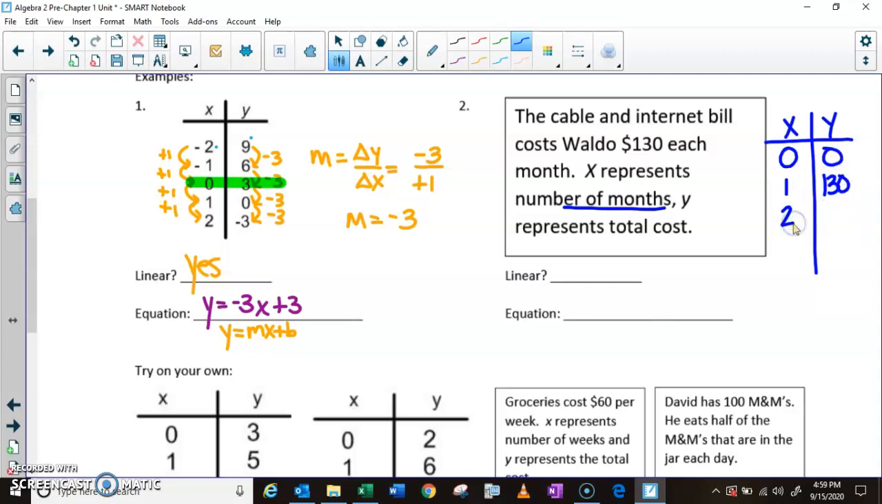2 months, I paid now another $130. So $260. 3 months, I paid another $130. So now I'm at $390 and so on.